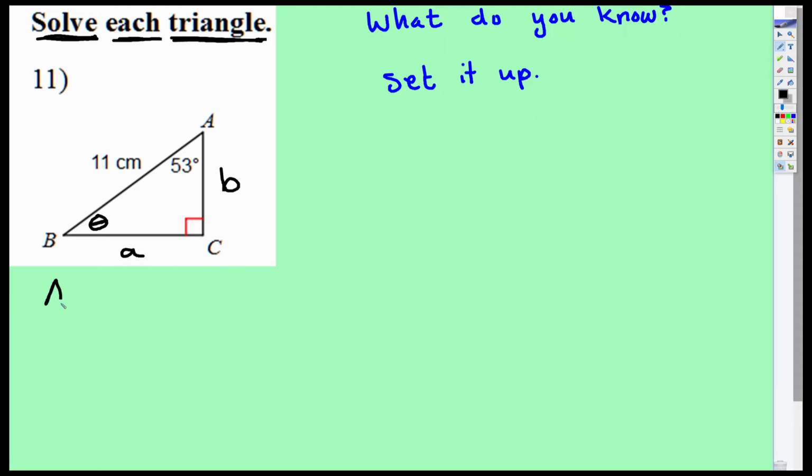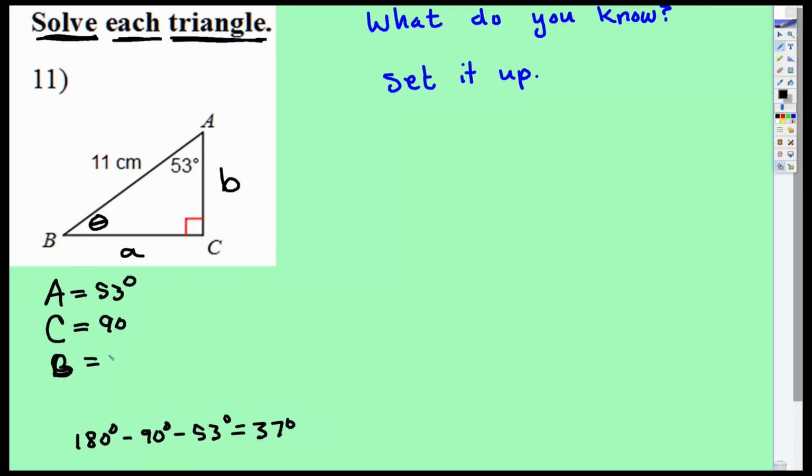We know that angle A is 53 degrees. We know that angle C is 90 degrees. So we know that 180 degrees subtract 90 degrees, which is 90, subtract 53 degrees should leave us with 37 degrees. So we know that angle B is 37 degrees. So that's just by doing the basic math. This would have been like 7th grade math. The sum of three angles in a triangle equals 180 degrees.